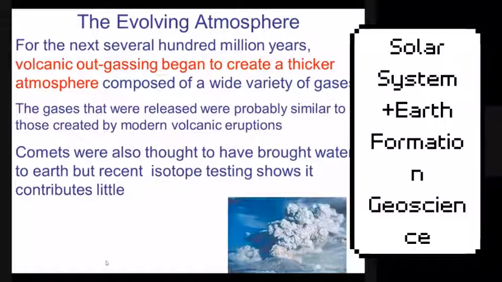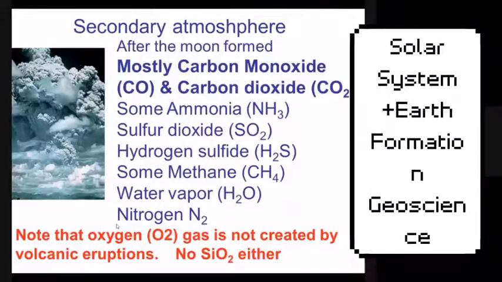Most of the water was actually trapped inside the Earth, and it was released by volcanoes. So here are some gases released by volcanoes, and these are what volcanoes would release even now. Mostly carbon dioxide, the stuff you breathe out, and carbon monoxide. Some ammonia, some sulfur dioxide, hydrogen sulfide, methane, natural gas, water. Volcanoes do release water, nitrogen, and you'll notice that something is missing: oxygen.